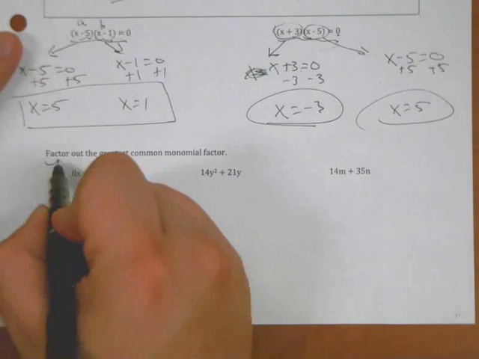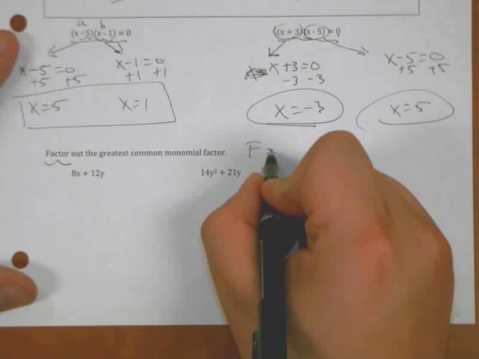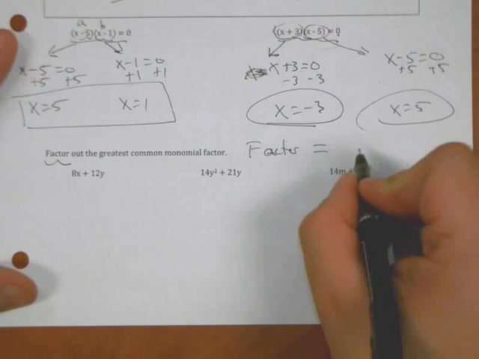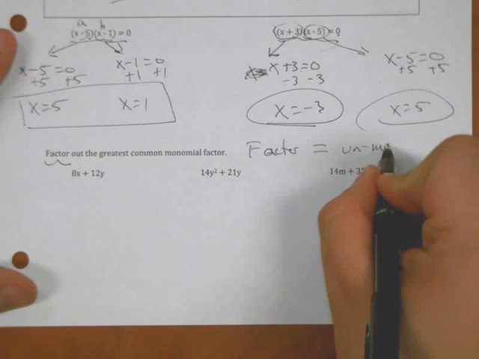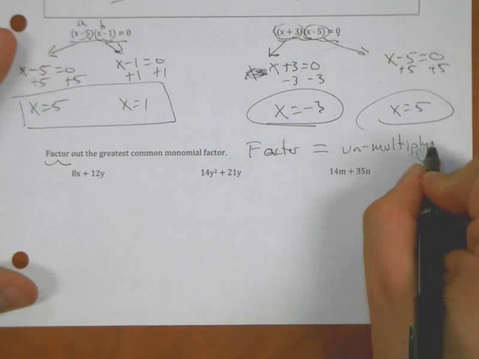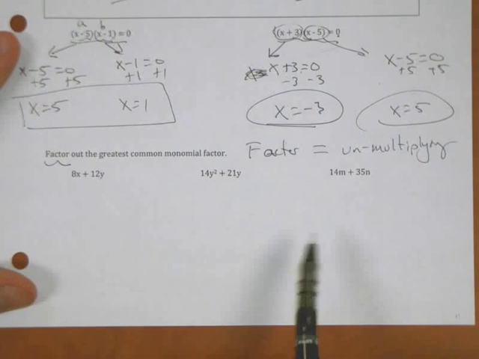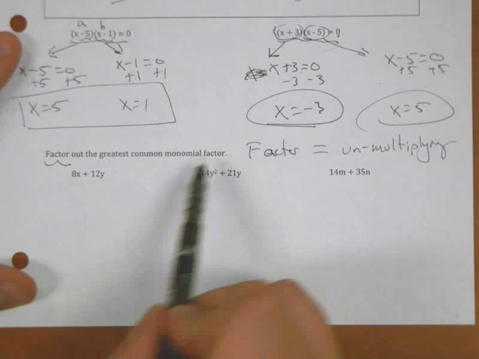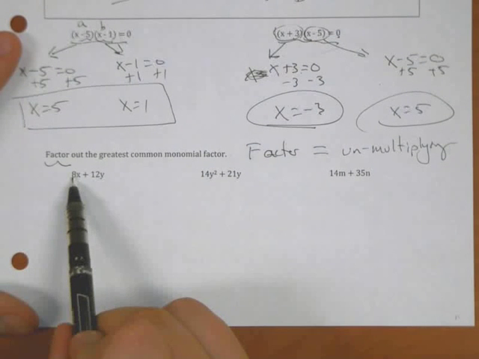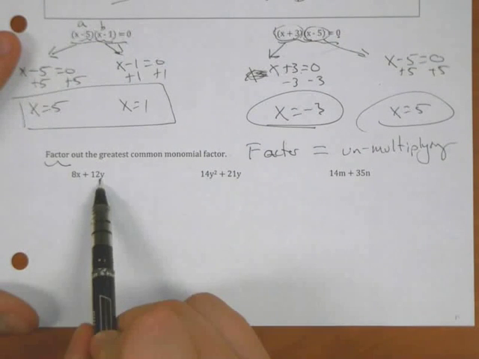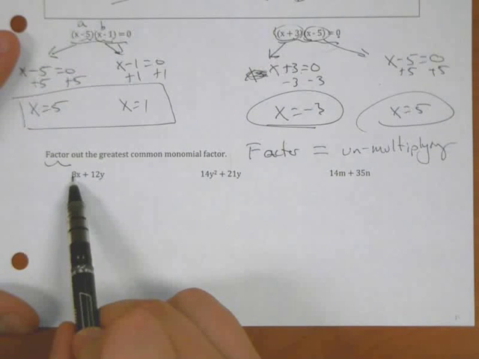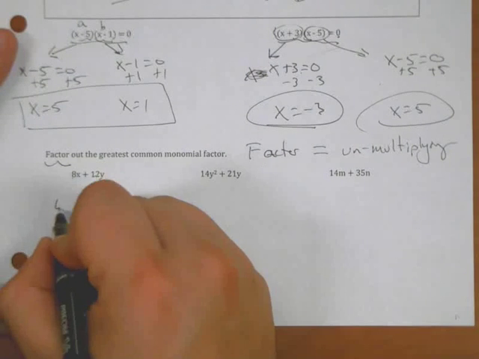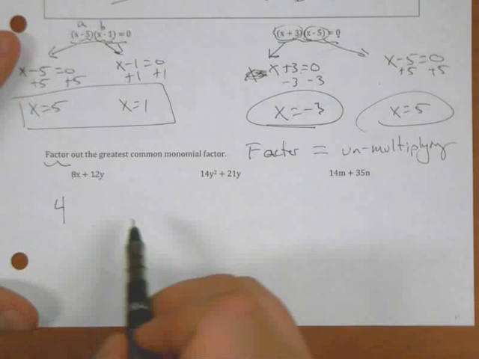The other skill we're going to have to use is factoring. Factoring is the same as unmultiplying. So we're going to figure out what had to multiply together to get these things as answers. To do that, we'll figure out the biggest number that goes into each of these things. So what's the largest number that goes into both 8x and 12y? Well, what's the biggest number that goes into both 8 and 12? That answer is 4.